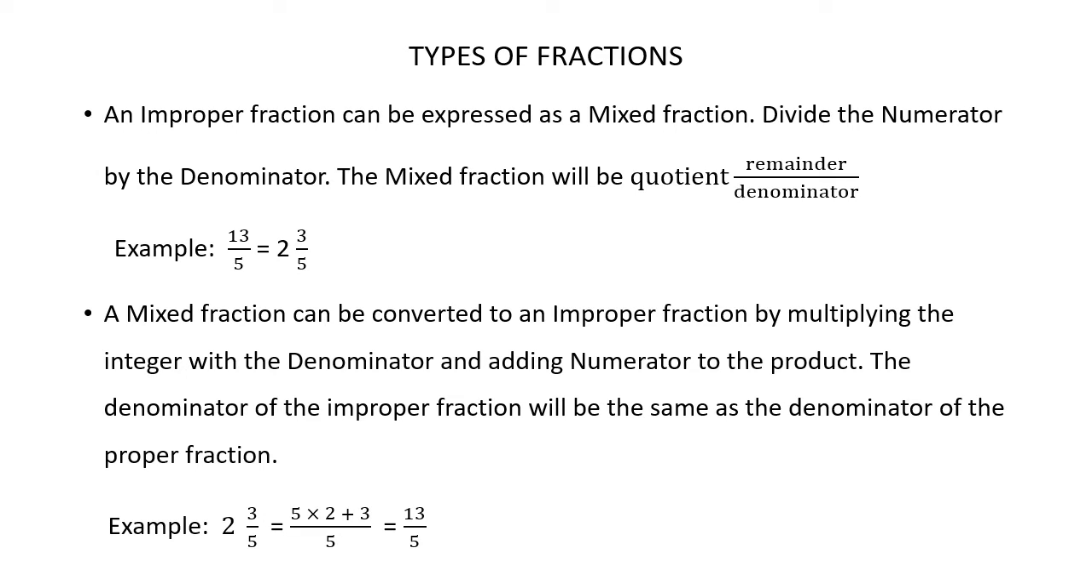So 2 3/5 can be expressed as an improper fraction as follows. You have (5 multiplied by 2 plus 3) divided by 5, which is nothing but 13/5. So 2 3/5 is expressed as the improper fraction 13/5.